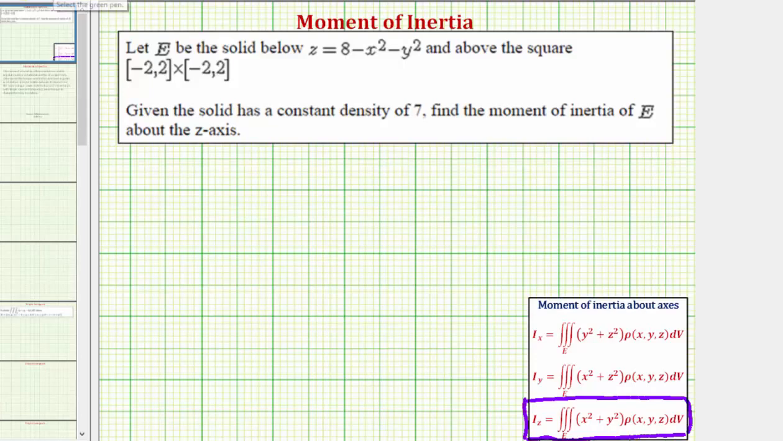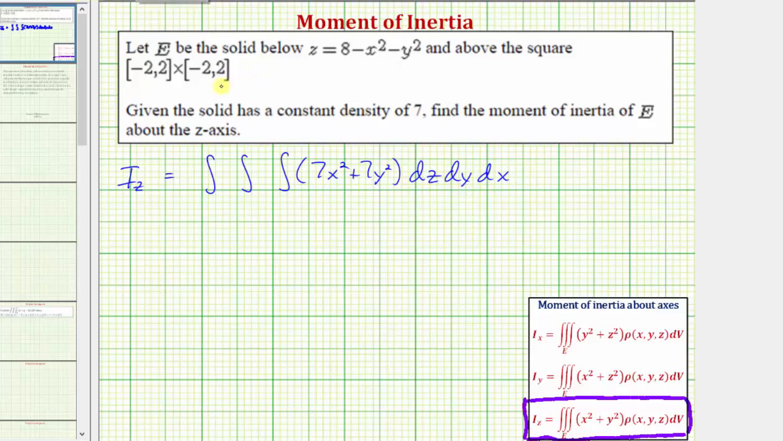So we have I sub z is equal to the triple integral, where the integrand function is going to be the quantity x squared plus y squared times 7, because the solid has a constant density of 7. So the integrand function is going to be 7x squared plus 7y squared. And for differential v, we'll use the order of integration given by dz dy dx. And now we need to find the limits of integration for z, y, and x.